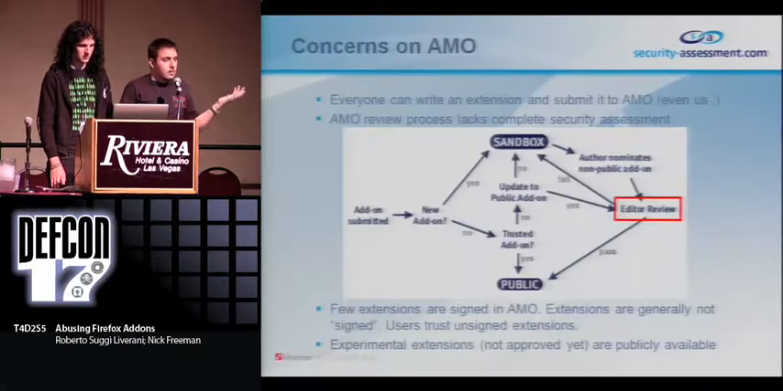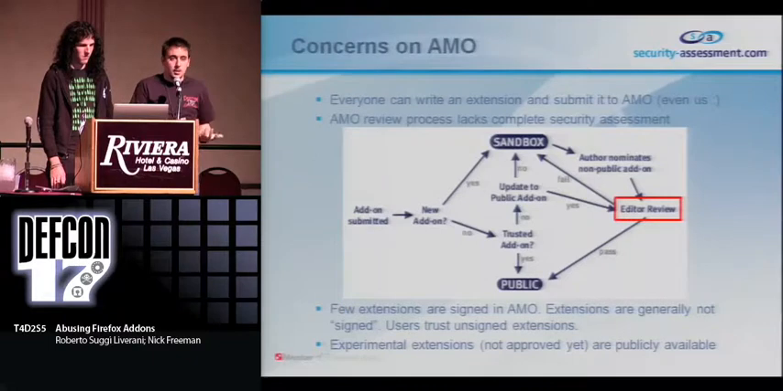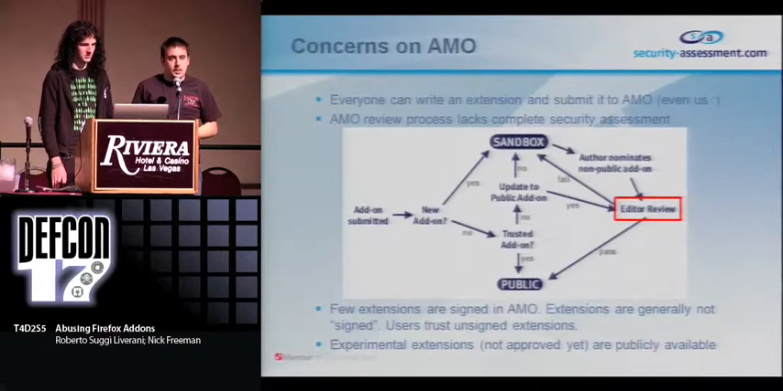And then we do have some concerns on AMO and the way this process works. You submit an extension, and then it goes through this process. The problem is that when the extension is new, it's going to be reviewed. But when the extension is not new anymore and it's trusted, it doesn't go through the review process, as you can see from the bottom, following the bottom arrows there. And that's a problem in terms of reviewing things.